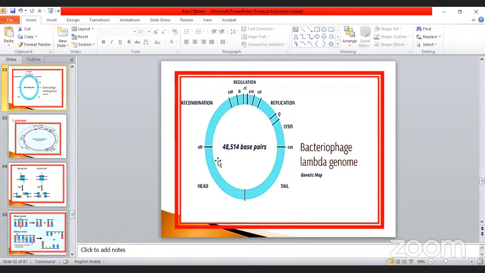Okay, and then see the tail side. This is the portion of lysis, this is the replication portion, and the regulation portion is also there, and the recombination portion. They may be divided into three parts according to their structural aspects, and according to their functional aspects they may be divided into recombination, regulation, and replication. Finally, lysis occurs. Okay, this is the tail part, this is the head part. Okay, see the next one.